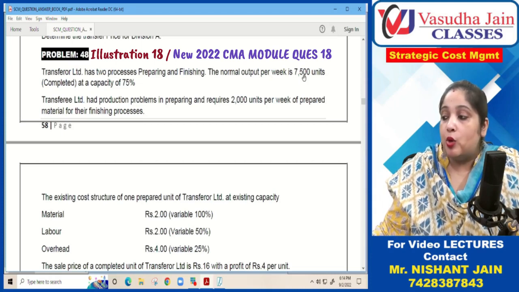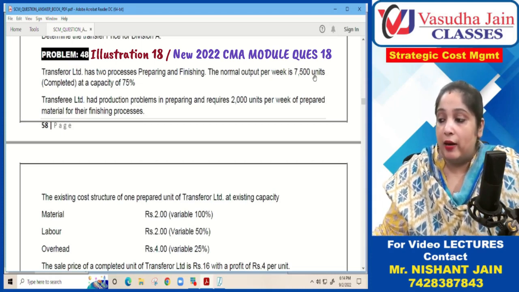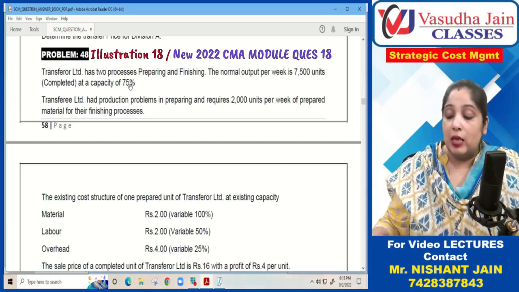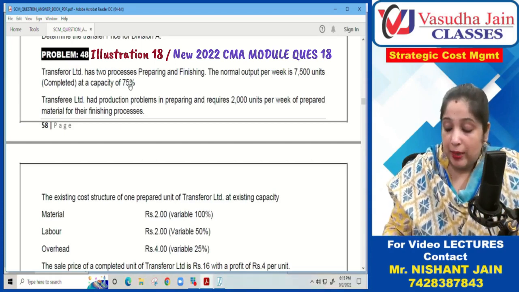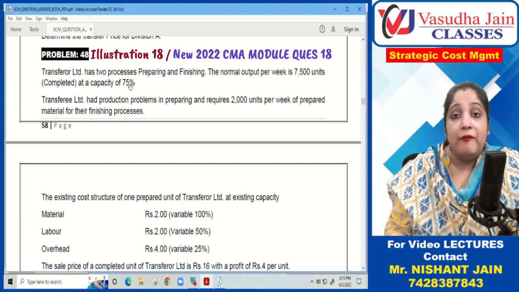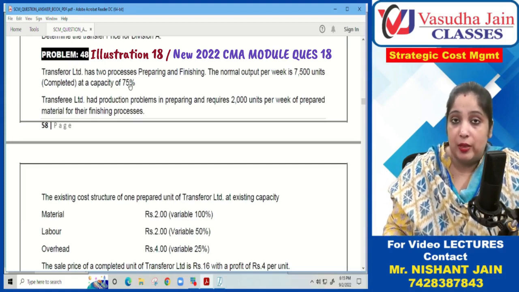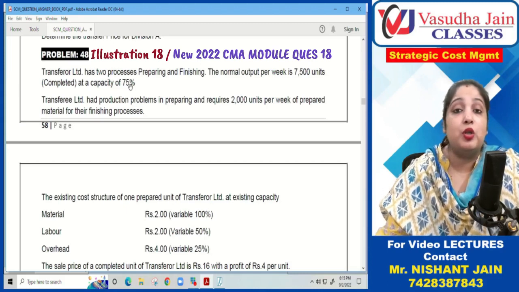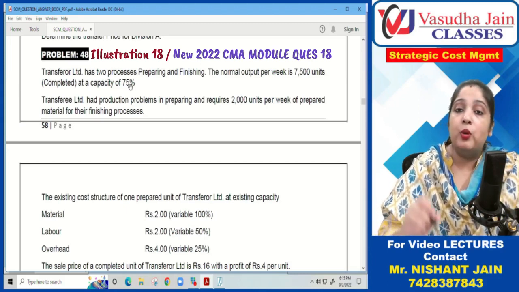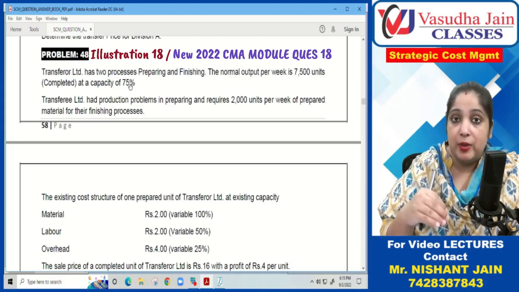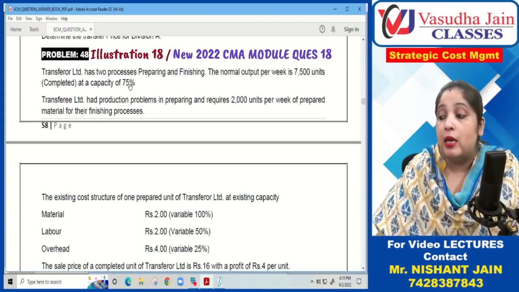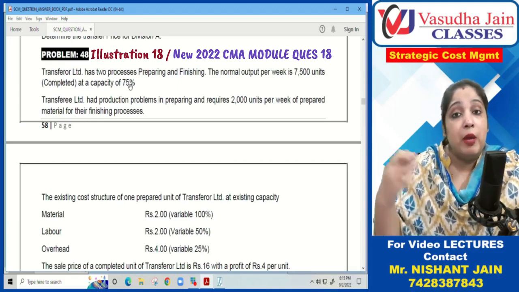The normal output per week is 7,500 units completed at a capacity of 75%. Now, does this line hold any meaning mathematically? Yes. 7,500 units are the units they manufacture at 75% capacity. So that means they are still left with 25% capacity which is not utilized. If 7,500 represents 75% capacity, how much is the 25% which is unutilized? That is 2,500 units still can be manufactured.